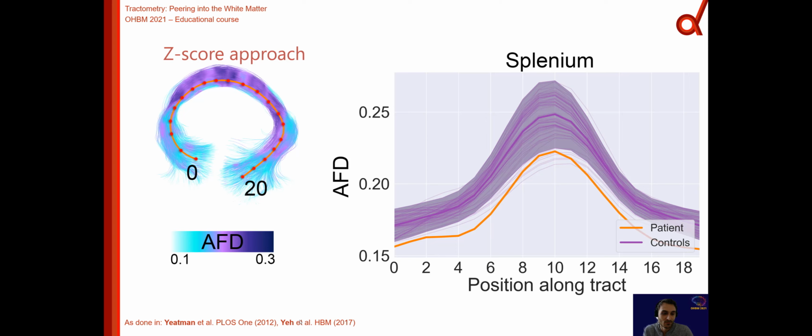And this has been proposed and done a couple of times in the past. But it's actually quite an easy way to compare each point along the tract to see which points are inside and outside this confidence interval. So that's called the z-score approach. Now, as you see here, all these points forming this bundle.